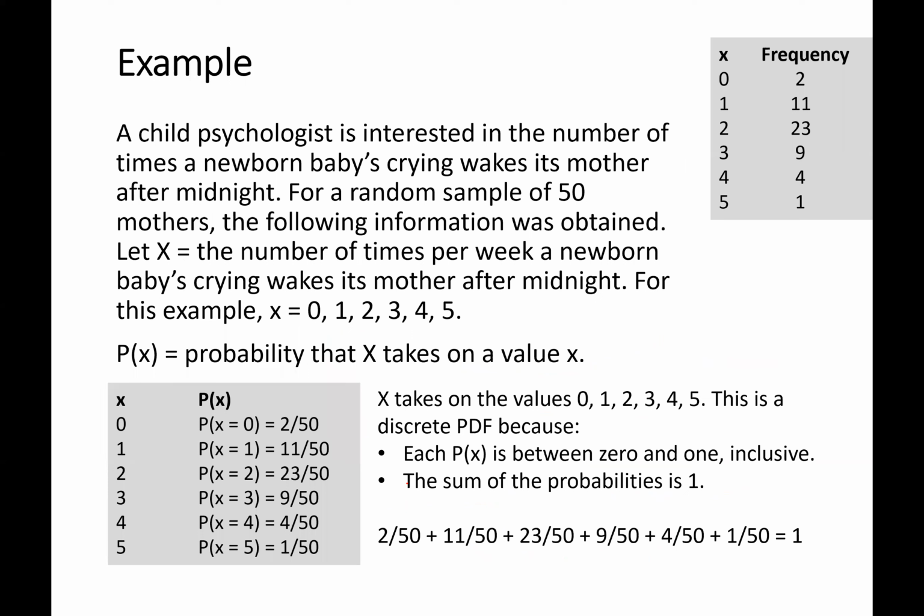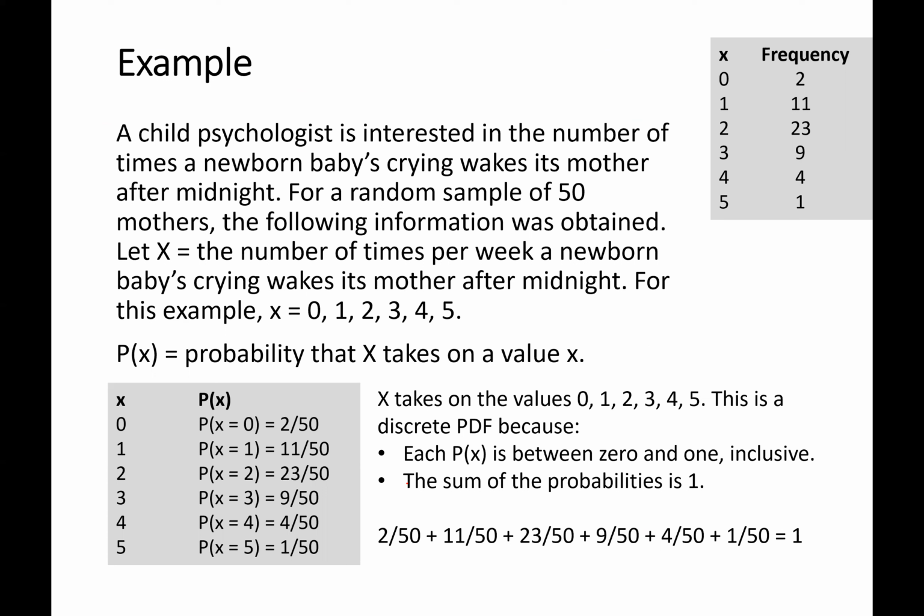So here is the probability table, the discrete probability distribution based on our frequency. Here are the values that our random variable can take on. It's the number of nights during a week that a mother said her newborn baby woke her after midnight, and the probability that our random variable takes on this value is the relative frequency. So the probability that little x can be 0, the random variable can take on the value of 0, is 2 out of 50, etc.